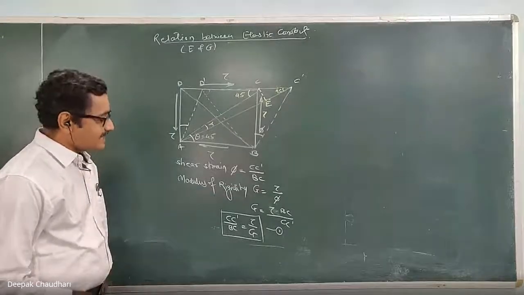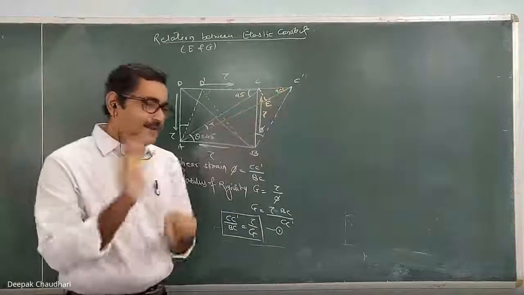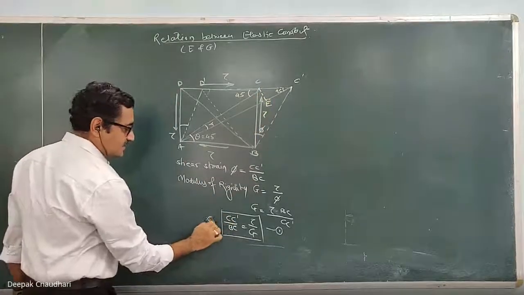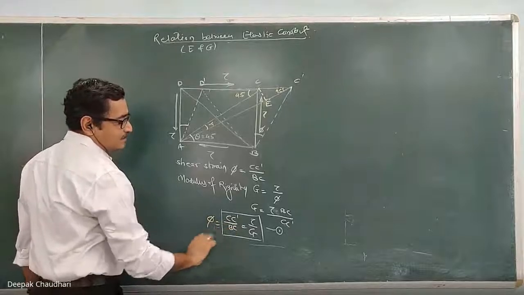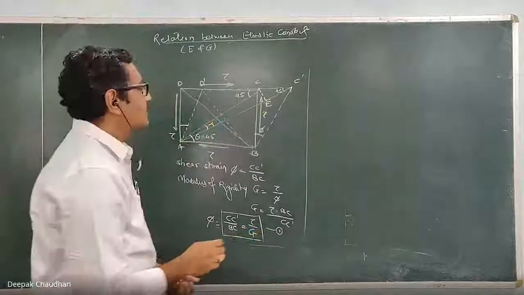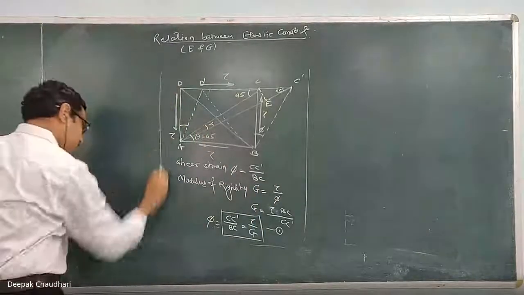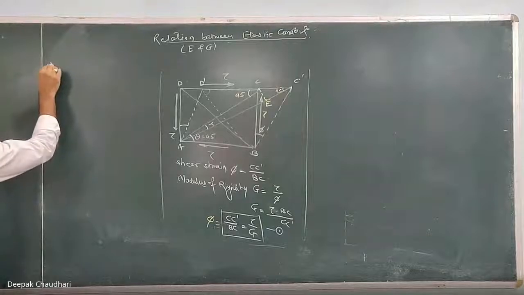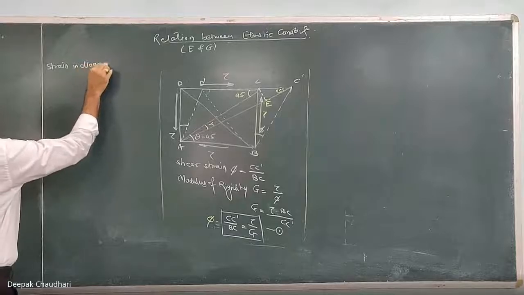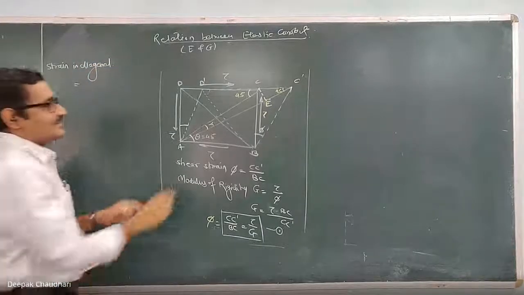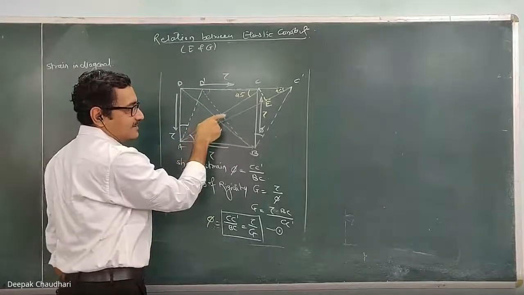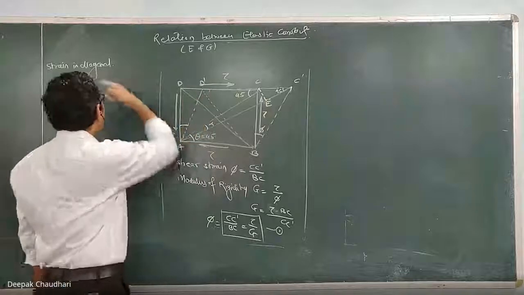Okay, instead of writing that in terms of EC, first we'll write down the strain in the diagonal. This is the shear strain, which we have written as CC dash upon BC equal to tau upon G. Now I'm writing it over here: strain in diagonal. Actually, the diagonal also gets distorted because of this shear stress. Clear? So how much is the strain in diagonal?